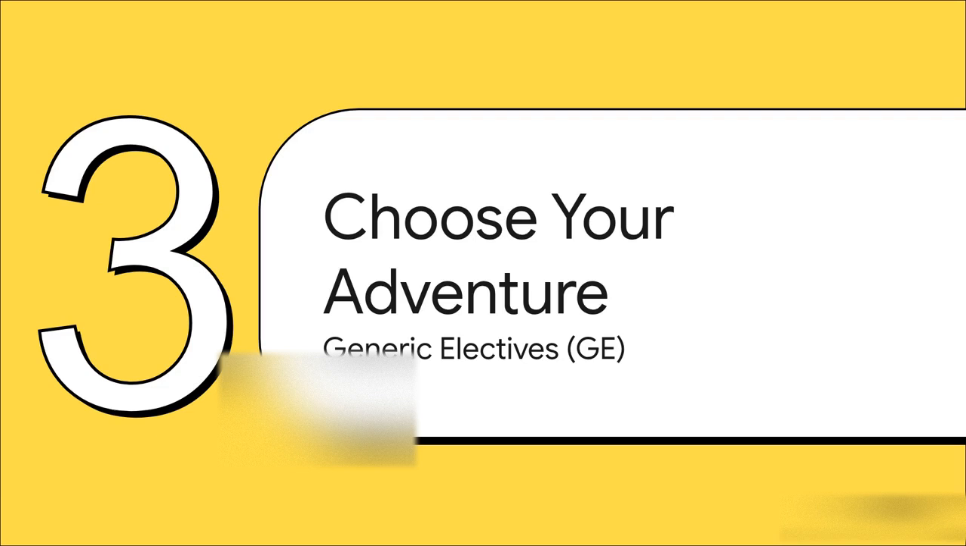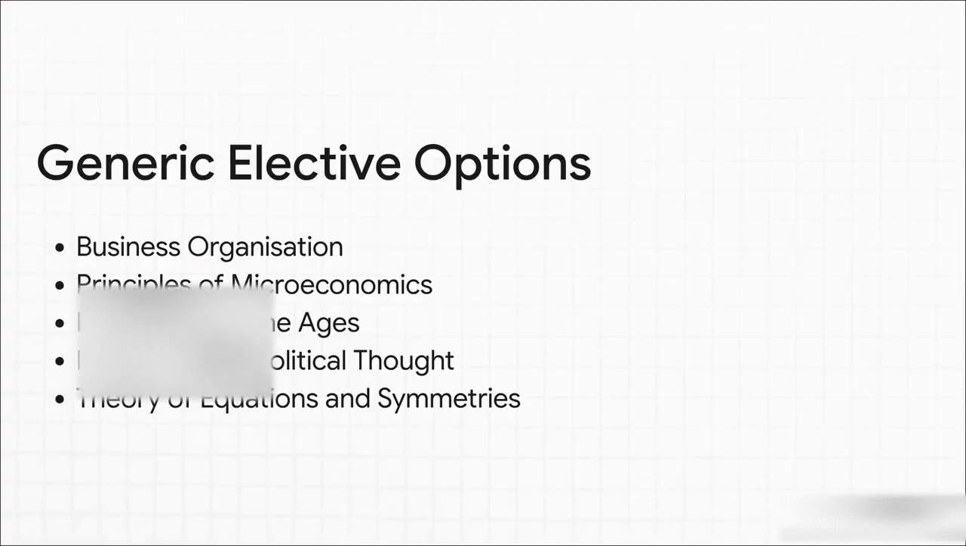It's time to pick your side quest. You'll do this by choosing one generic elective, or GE, from a department that's completely different from English. And what's so cool about this is just how many different options you have. I mean, look at this list.